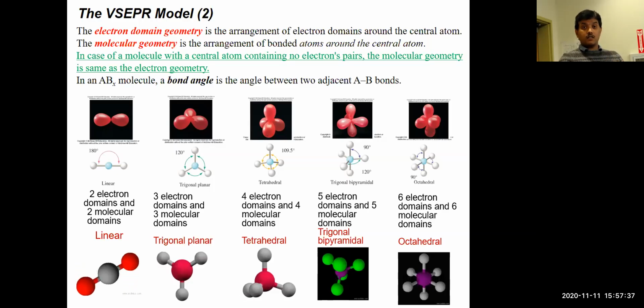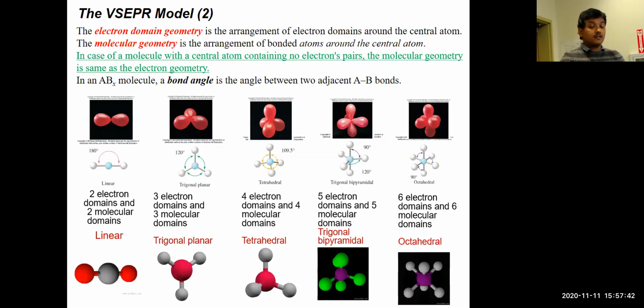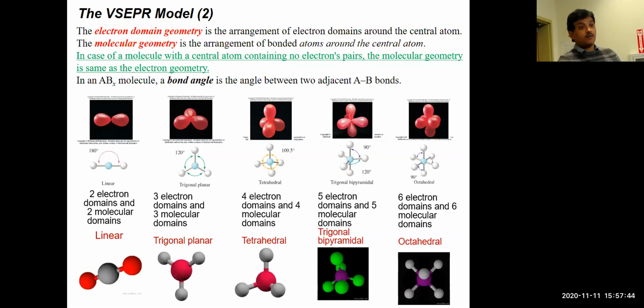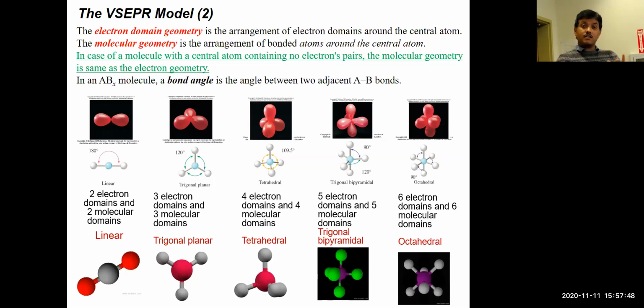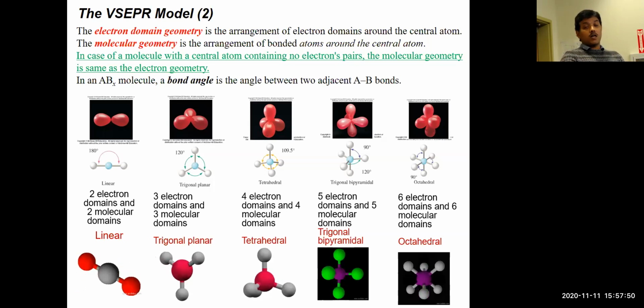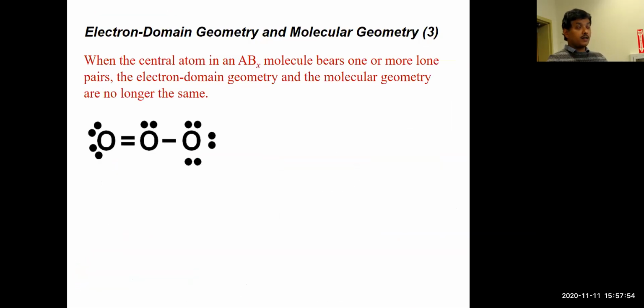So here we just discussed examples where electron domain geometry is the same as molecular geometry, and we discussed the names of those molecular geometries, and we discussed the bond angles of those molecular geometries. And next, I'm going to take you to the discussion where the electron domain geometry is not going to be the molecular geometry, and here is an example why.